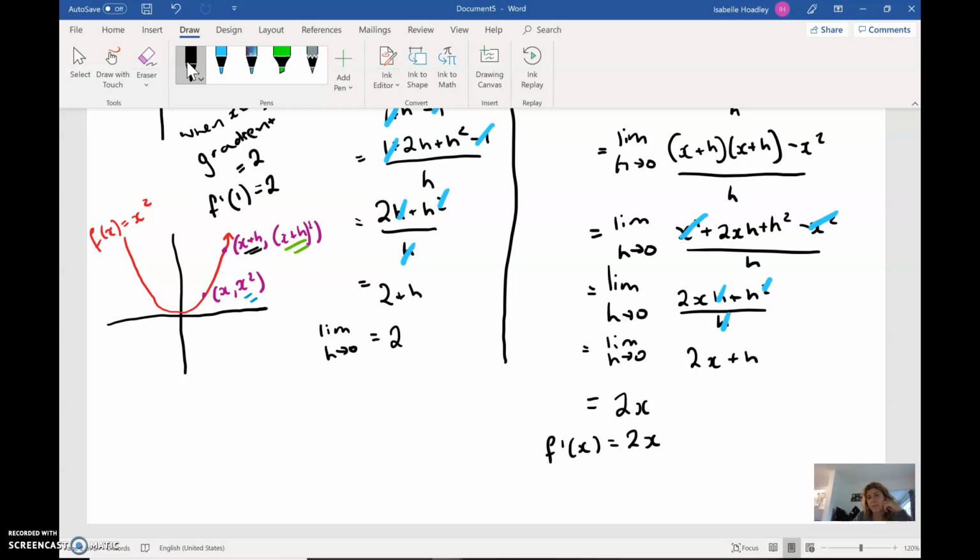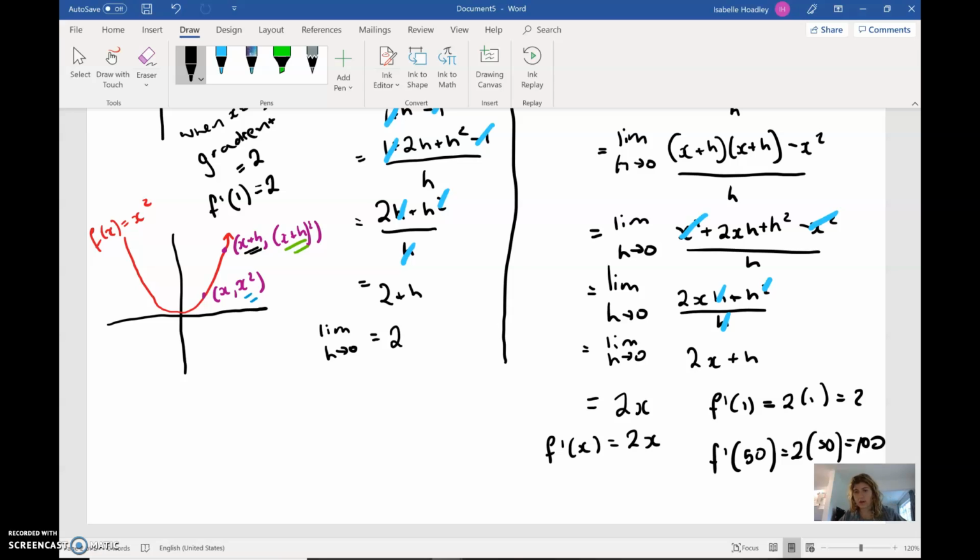Okay. Now, if we wanted to, we could find our f dash of 1 like we did before, which is 2 times 1, which is still 2. Okay, so it's exactly the same as what we had in our previous question. We could also find our gradient at x equals 50, which is going to be 2 times 50. That equals 100. Okay, so that's going to let us find our gradient at absolutely any point on our graph.